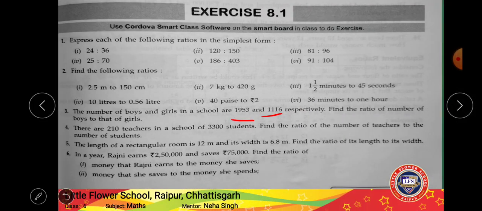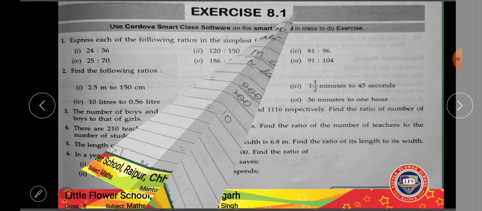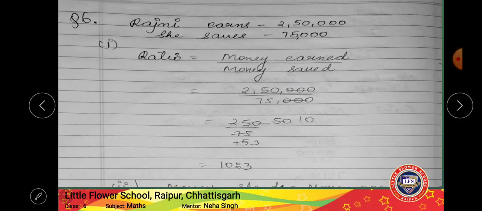In a year, Rajni earns 2,50,000 and saves 75,000. Find the ratio of money that Rajni earns to what she saves. So how much are the earnings? 2,50,000 and savings is given as 75,000. So the first ratio, we can find very easily. We'll write the earnings upon savings, right? And we'll cancel it out.